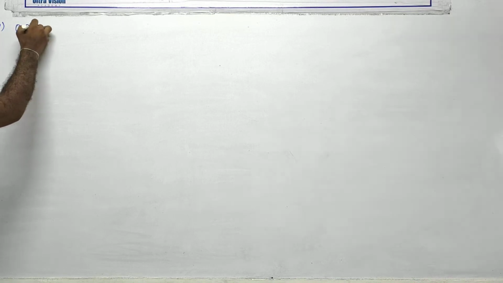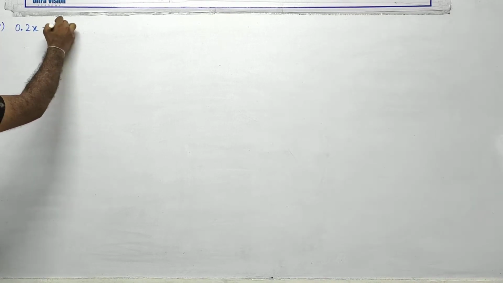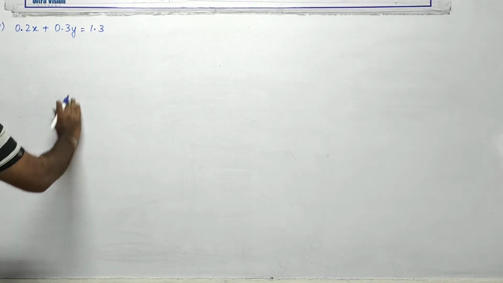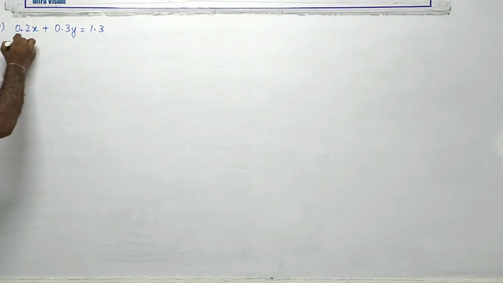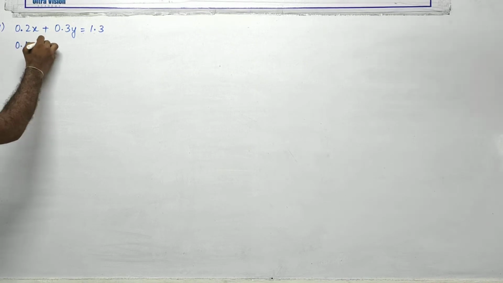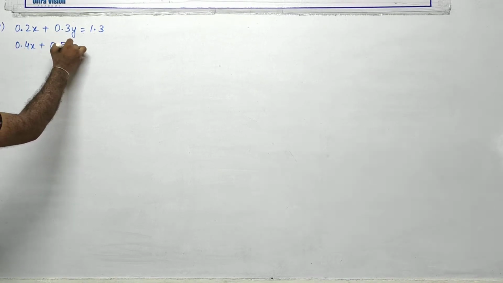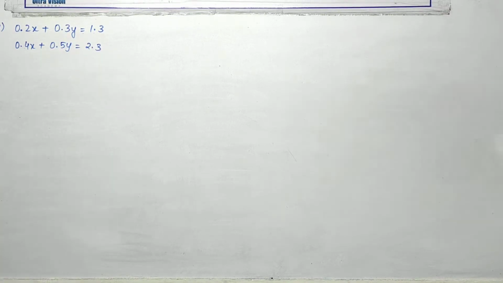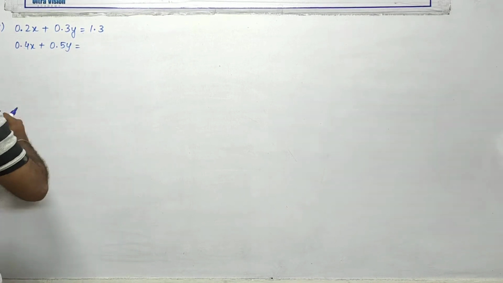The decimal coefficients are 0.2x plus 0.3y is equals to 1.3 and 0.4x plus 0.5y is equals to 2.3. Our coefficients are giving us decimals.